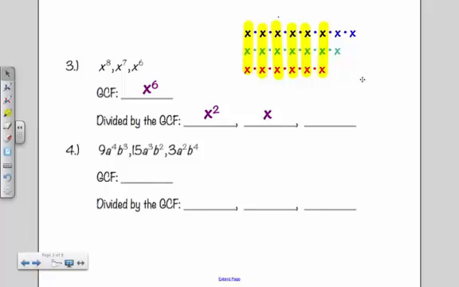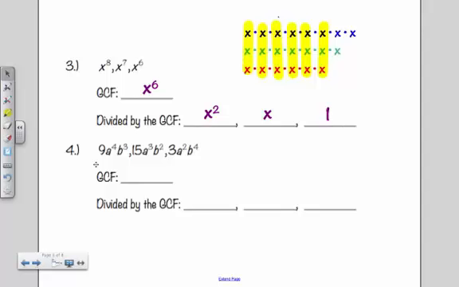I want you to get in the habit of saying that it divides out to give you the number 1. Okay? So that's what happens if you have just one variable. But now we need to look at what happens if you have coefficients and different variables. So, for example, in number 4, you have 9a to the 4th power, b to the 3rd power.